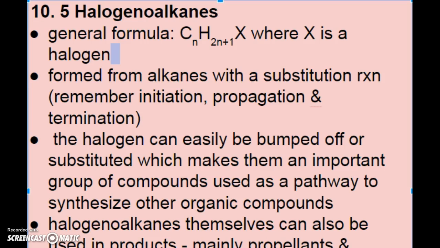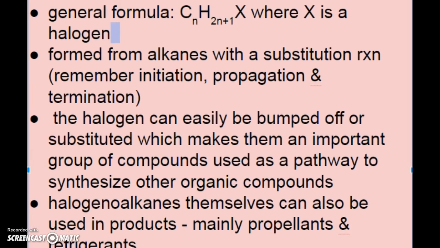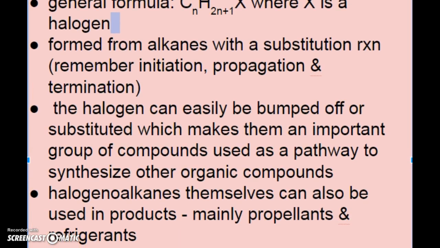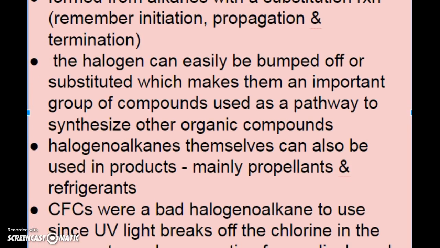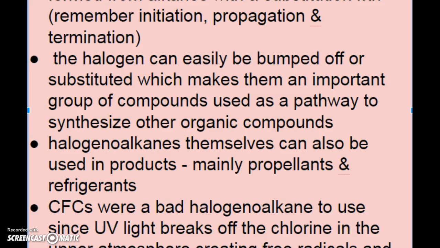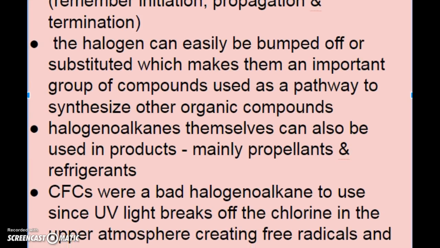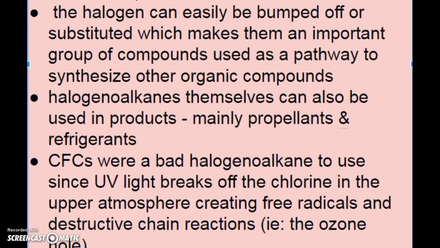The halogen can easily be bumped off once it's on there, which makes the halogenoalkanes an important group of compounds used as a pathway or a stepping stone to synthesize other organic compounds. So although halogenoalkanes themselves don't form easily, once they do form, they can be used as stepping stones, or what organic chemists call pathways, to other organic compounds. Halogenoalkanes themselves can also be used in products.